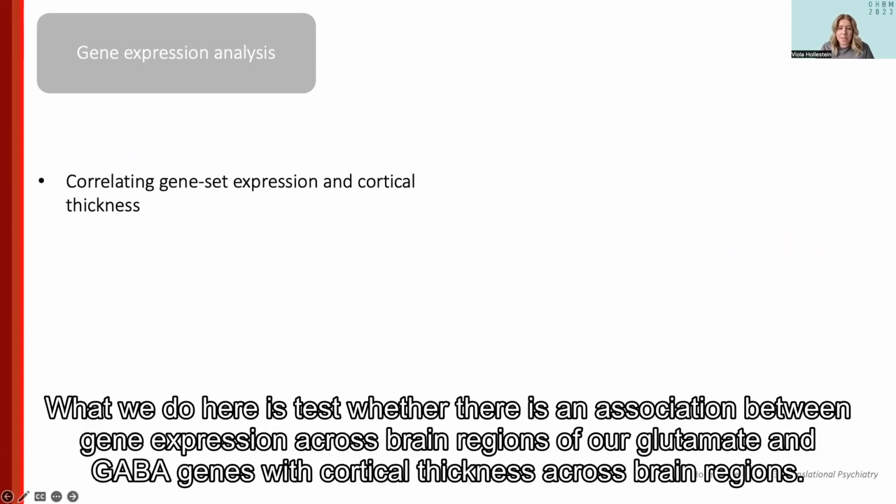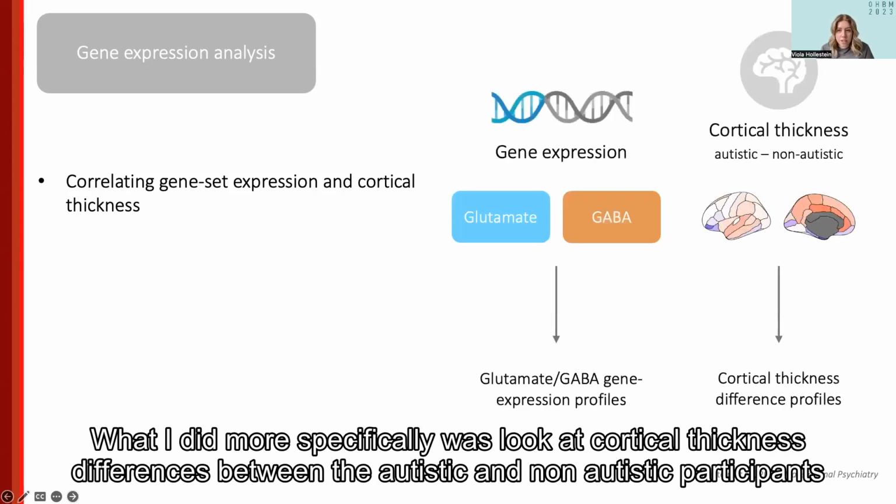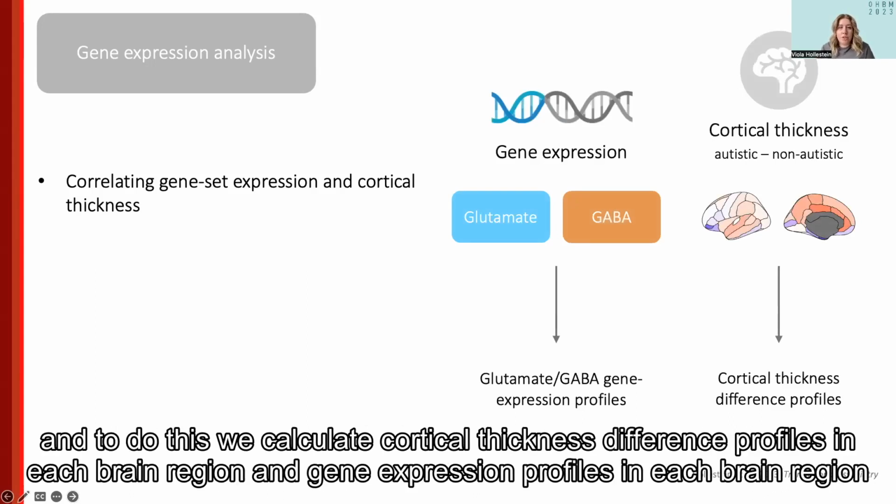What we do here is test whether there is an association between gene expression across brain regions of our glutamate and GABA genes with cortical thickness across brain regions. What I did more specifically was look at cortical thickness differences between the autistic and non-autistic participants. And to do this, we calculate cortical thickness difference profiles in each brain region and gene expression profiles in each brain region.